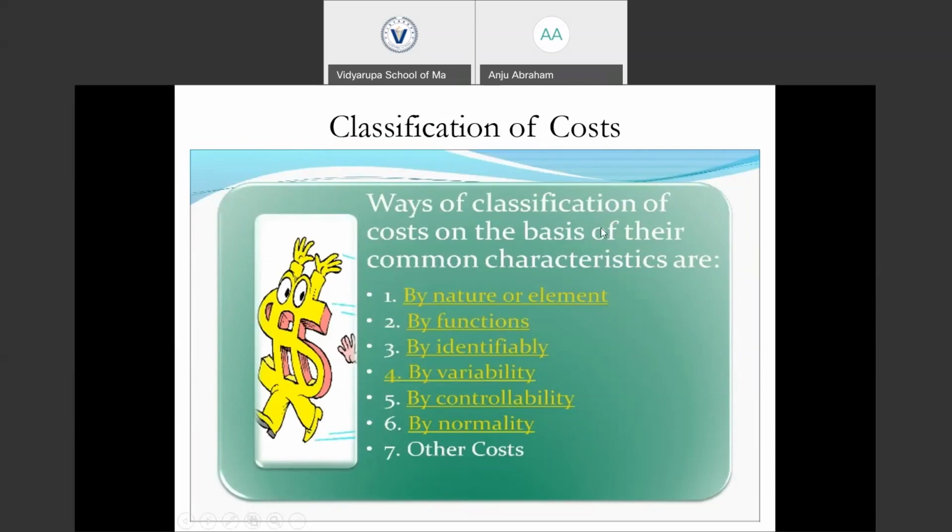So costs can be classified on various bases or on various criteria, and some of the common characteristics on which the cost can be classified are by nature or by element, by functions, by identifiability, by variability, by controllability, by normality, and various other classifications of the cost. These are the common bases on which the cost can be classified. So let's discuss the various classifications of the cost in detail.